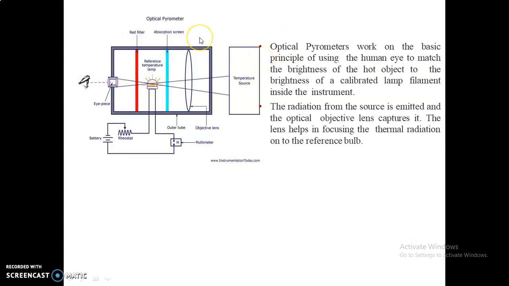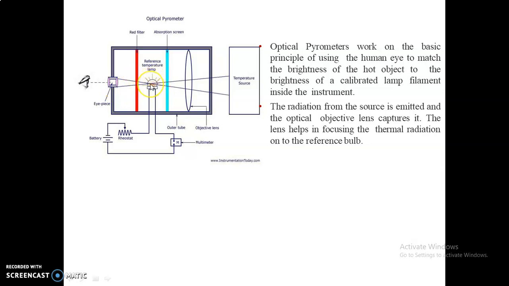The optical pyrometer works on the basic principle of using the human eye to match the brightness of the hot object to the brightness of the calibrated lamp filament inside the instrument. The radiation from the source is emitted and the optical objective lens captures it. The lens helps in focusing thermal radiation onto the reference bulb. So just look at here, you have an eyepiece, here you have a lamp.